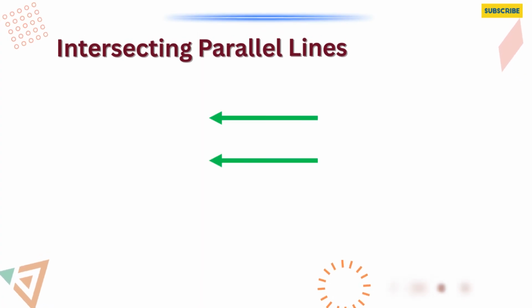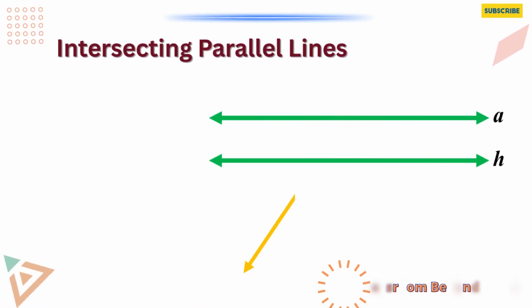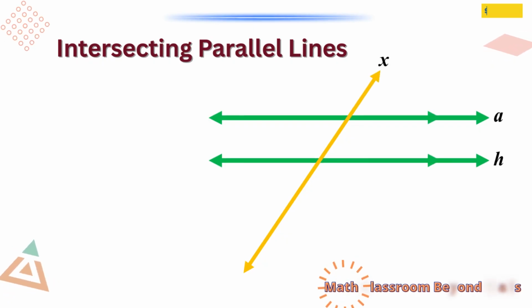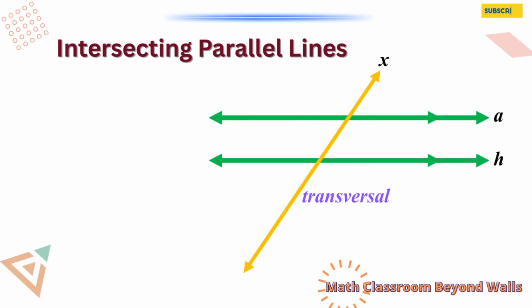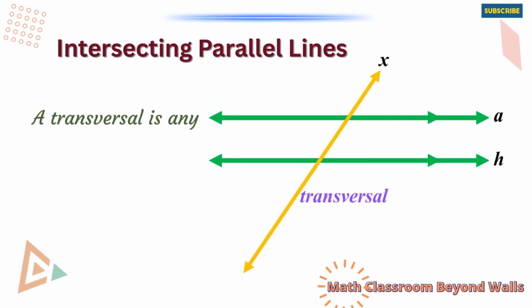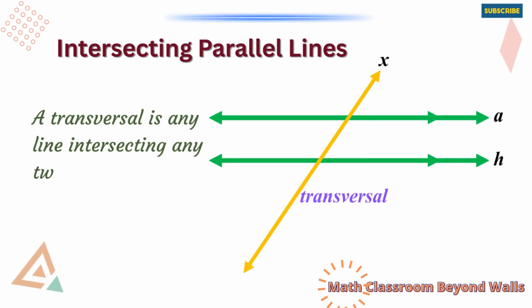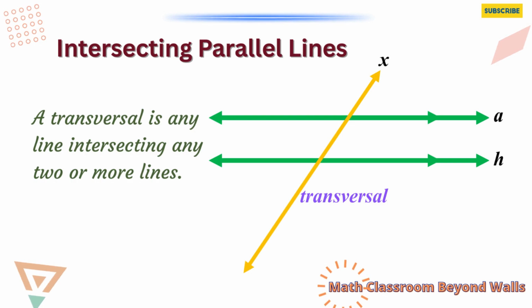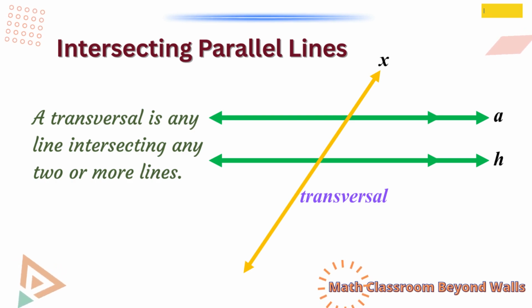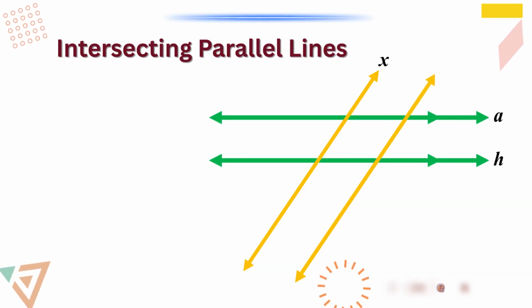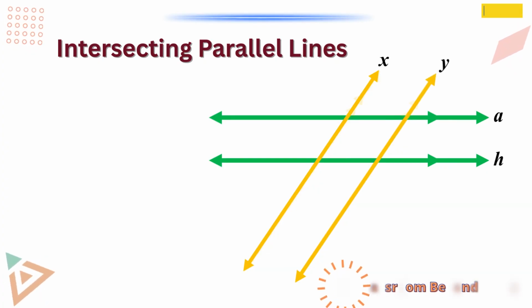Now, I want you to look at these, learners. What we have here is line X intersecting parallel lines A and H. We call line X a transversal. A transversal is any line intersecting any two or more lines. Here, the lines it intersects happen to be parallel lines. Let us have another transversal parallel to line X. Let us call this line Y.